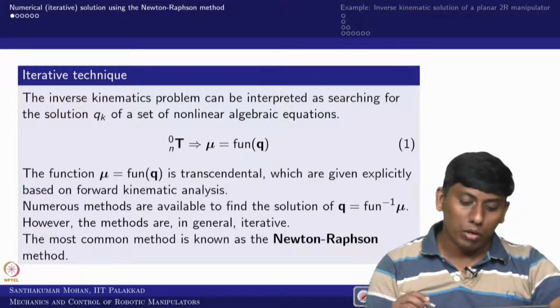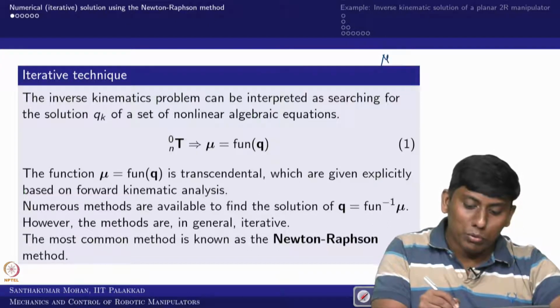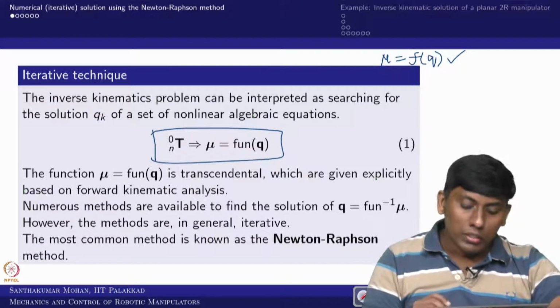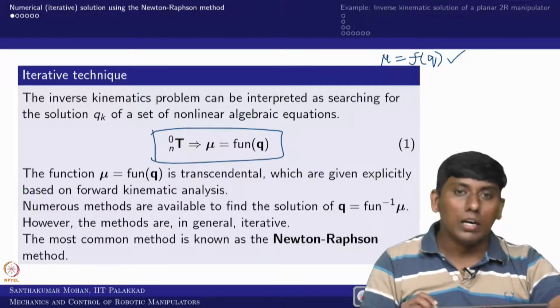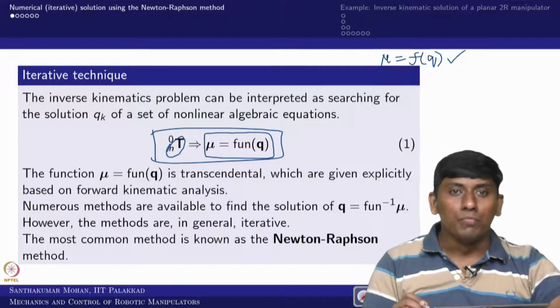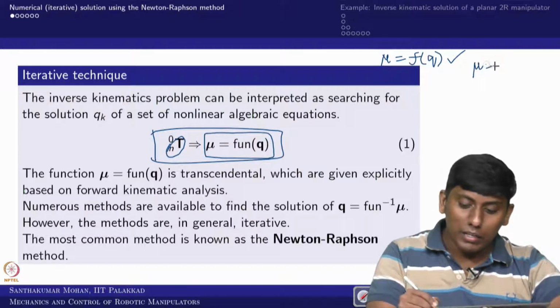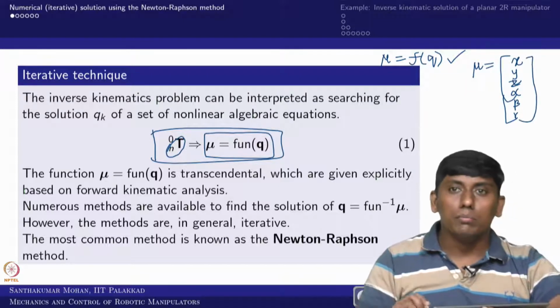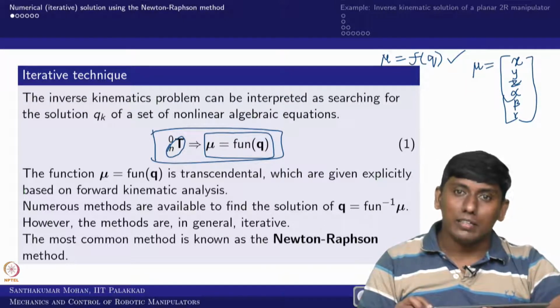So, what we have is mu as a function of q. This is given, and we found it especially from the transformation matrix of the nth frame with respect to 0. Mu is nothing but your end effector position, and then you have the end effector orientation. This is mu, but we can generalize it.